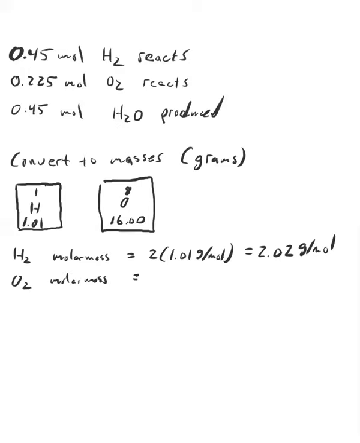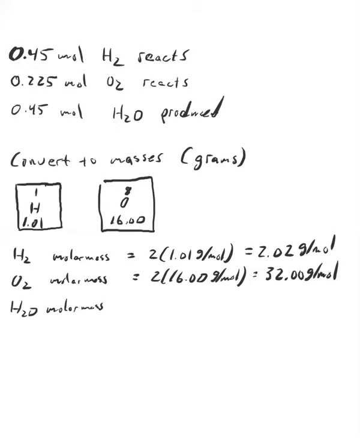Well, 2 times 16. That's 32. So when you hear 32 grams per mole, that's O2. O is 16, but O2 is 32. That's the molar mass of oxygen. H2O.